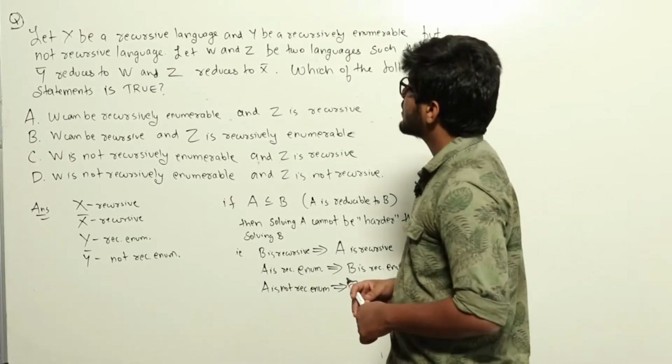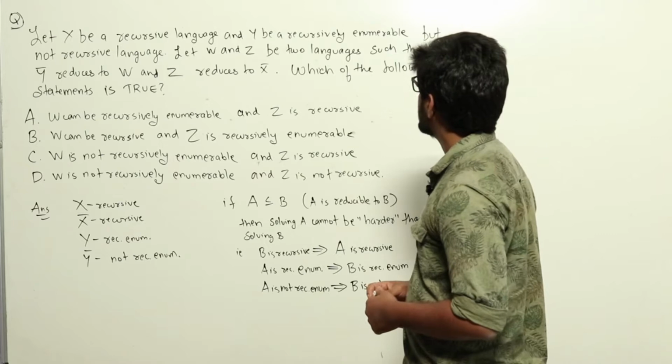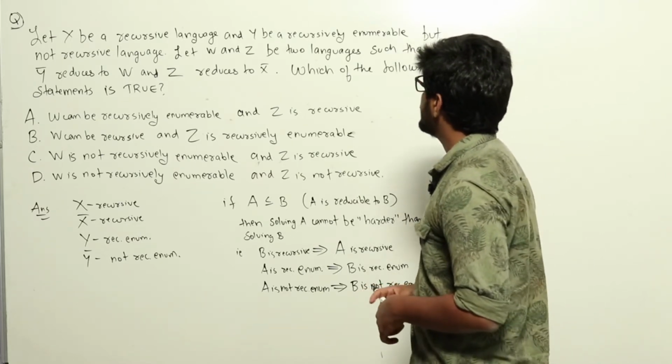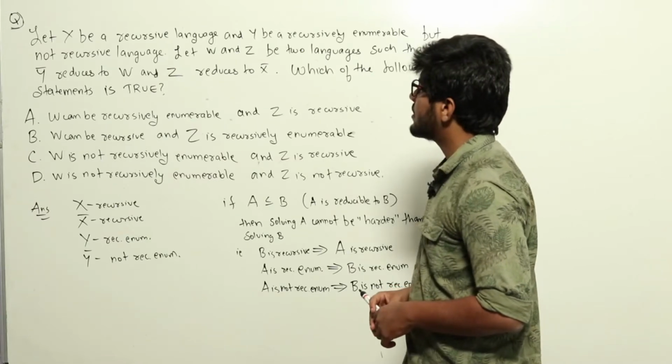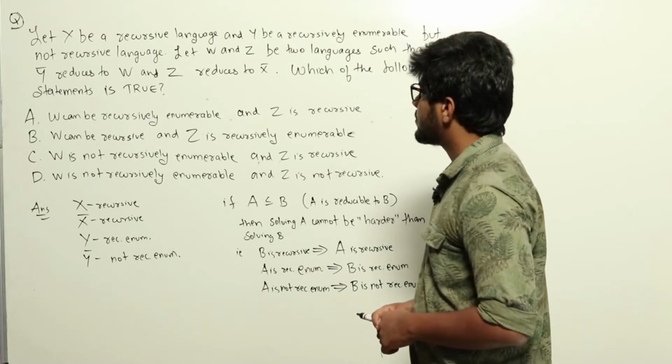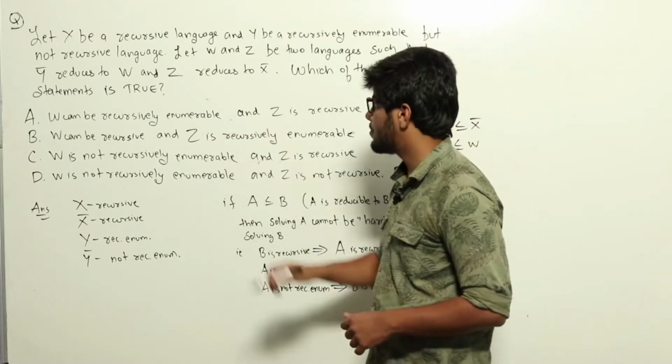Let X be a recursive language and Y be a recursively enumerable but not recursive language. Let W and Z be two languages such that Y complement reduces to W and Z reduces to X complement. Which of the following statements is true? And 4 statements have been given.